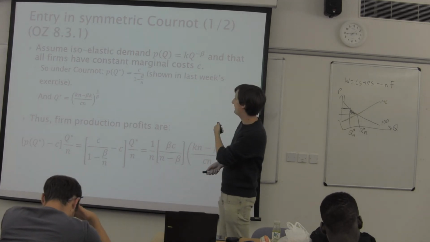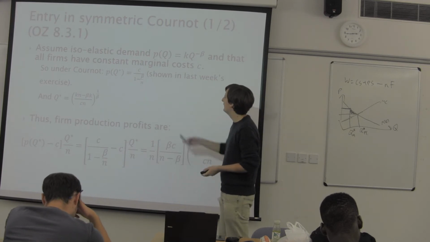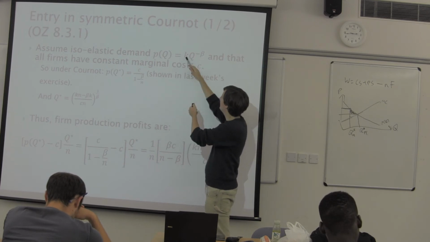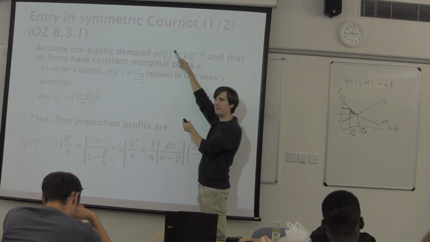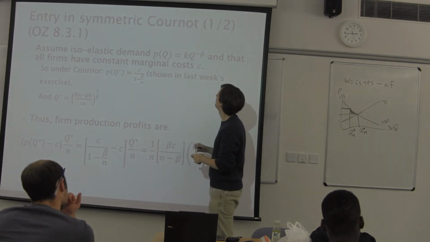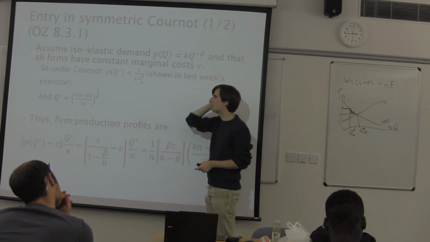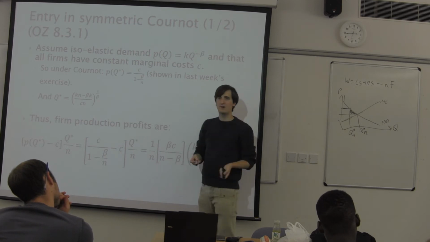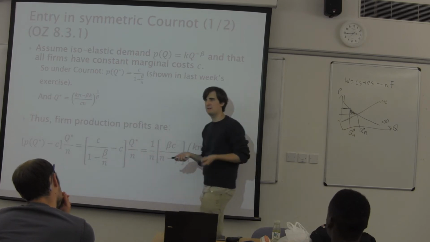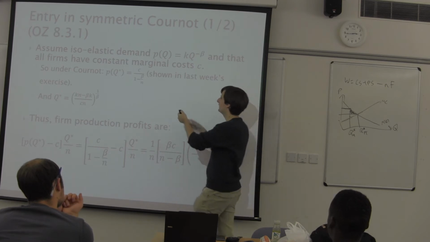And now we're going to go on to symmetric Cournot. We're going to assume isoelastic demand, so the price is going to be K times Q to the minus beta, the price people are prepared to pay. This is an inverse demand curve. And all firms are going to have constant marginal cost C again, for simplicity. And what we showed in the exercise from last week, if you want to see the derivation, look at the YouTube video of the class online, was that the price under Cournot competition was given by this expression.